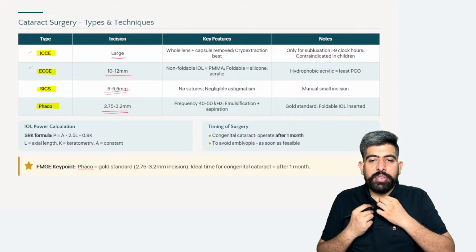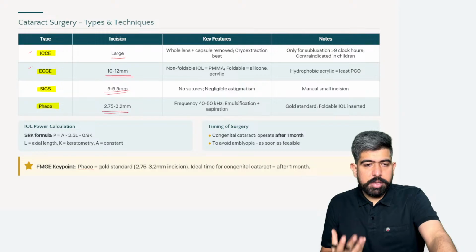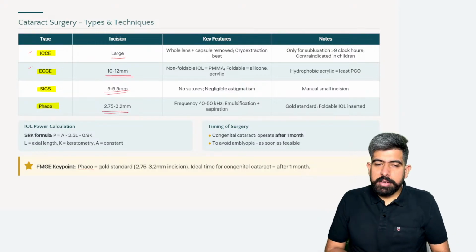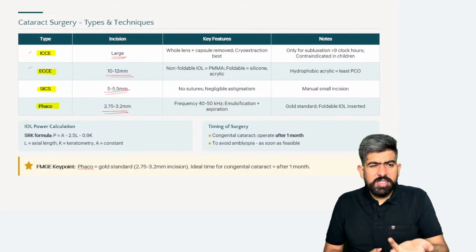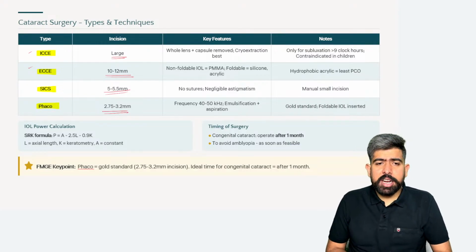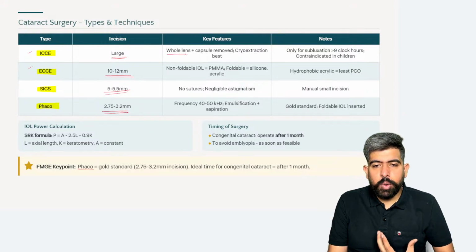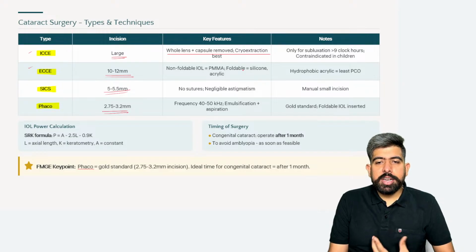Now, what are the key features of these? Nowadays, in complicated cases, we have to do the ICCE, intracapsular. So now listen to this part. In this condition, the whole lens capsule will be removed, which is known as cryo extraction, which is the best for it.